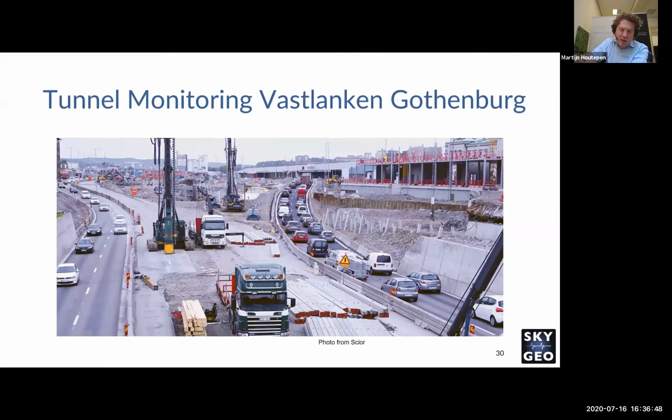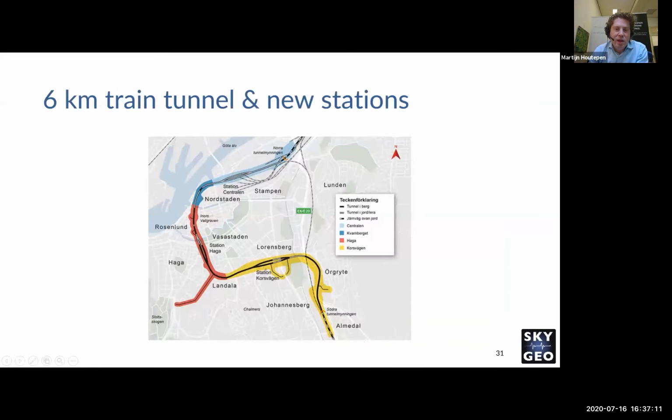We are doing this project related to the Fastlanken tunnel in Gothenburg in Sweden, where we do the monitoring of the whole city. You can see a picture here of part of this construction going on, and in the back there are a lot of things going on along this highway. It is going to be a train tunnel, at least 6 kilometers. A few new stations are being built, including one under the historic Haga Church, which I believe is a wooden church, a really medieval structure. So it's very dear to the people of Gothenburg.